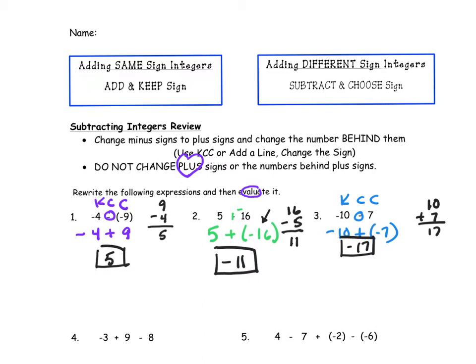Okay, we use keep, change to get negative 10 plus negative 7. And we add them because they're both same sign integers, and the answer is negative 17. Let's move on now to the multiple integers.